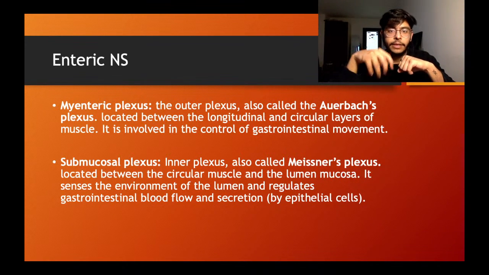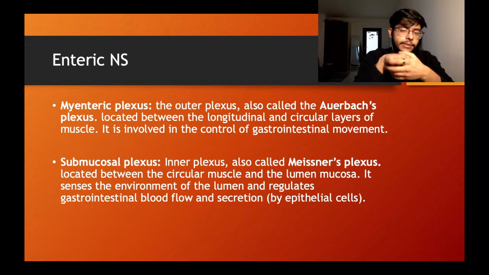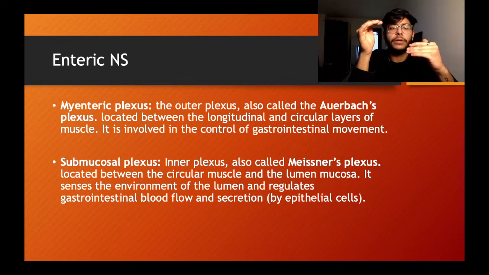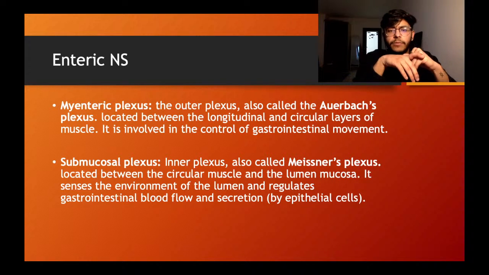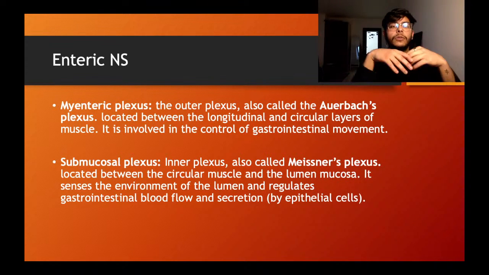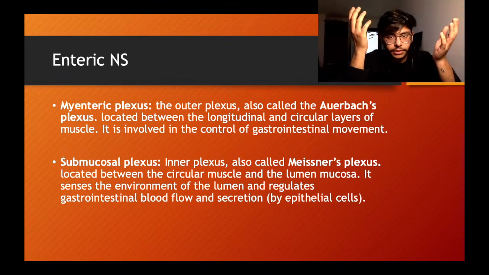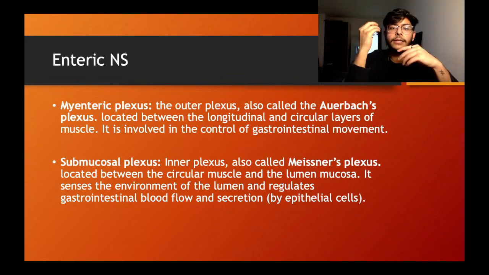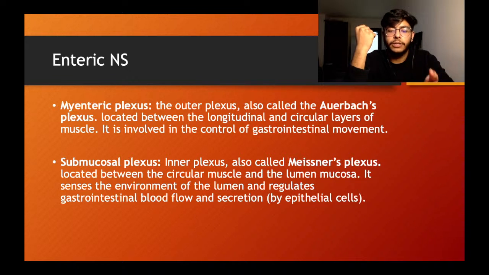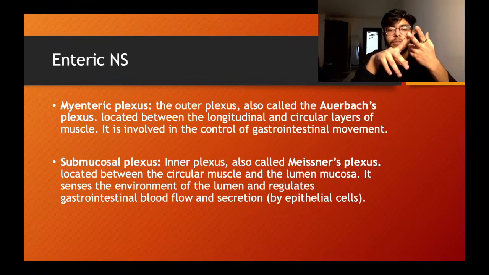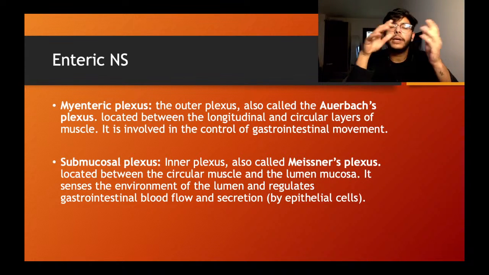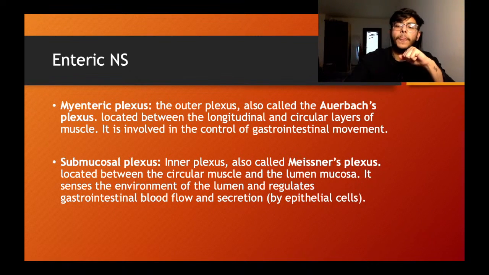The myenteric plexus, the outer plexus, also called Auerbach's plexus, is located between the longitudinal and circular layers of the muscle. I'm sure you know this from histology, so this is just a revision, but it is involved in the control of gastrointestinal movement. So myenteric, muscular, movement, makes sense. The submucosal plexus is in contact with the submucosa, so it can sense the secretions and the flow of the lumen, etc. So it has more to do with blood flow and secretion.